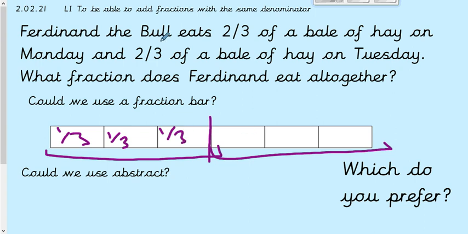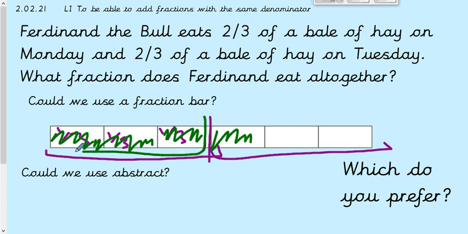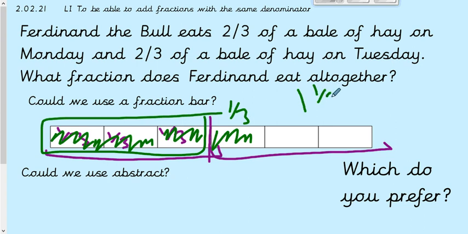We know that he eats 2/3 on Monday. So let me get another colour. He eats this and this on Monday, but then he eats another 2/3 on Tuesday. So then he eats this and this. And then you can count them all. So we've got 1, 2, 3, 4 thirds. And you can also see it's 1 whole and then 1 extra third as well.